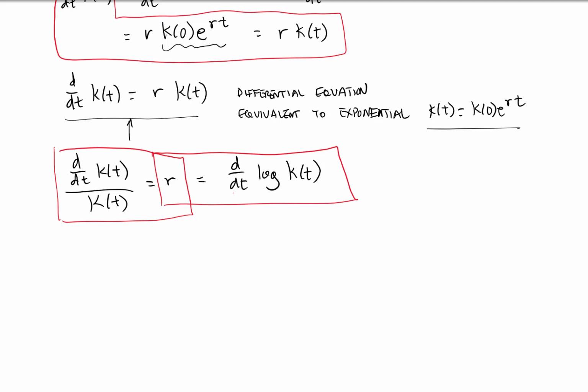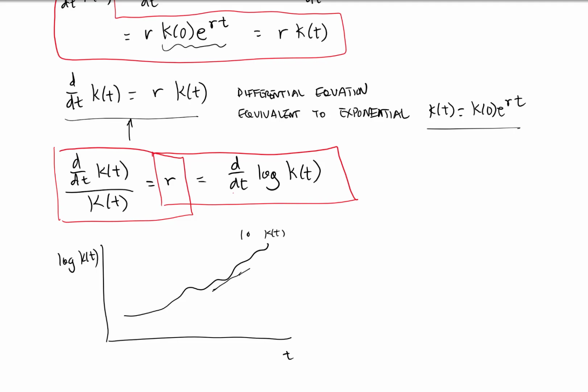if we plotted the log of k of t against time, and we have some path, it doesn't have to be constant. If we take the slope, this is k of t, this is the log of k of t. If we take the slope at any point, that slope is going to be the growth rate r.